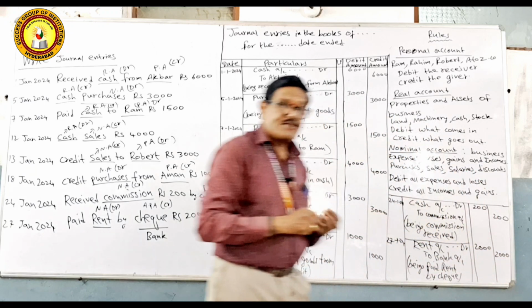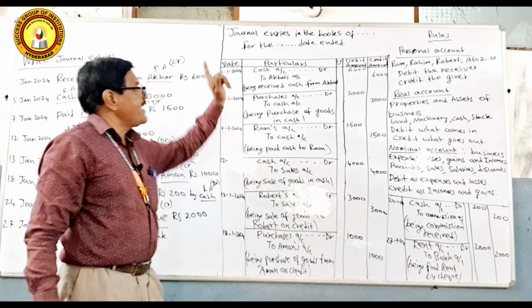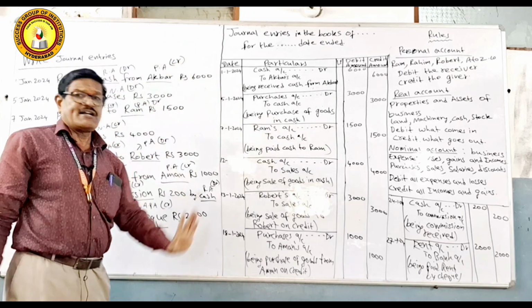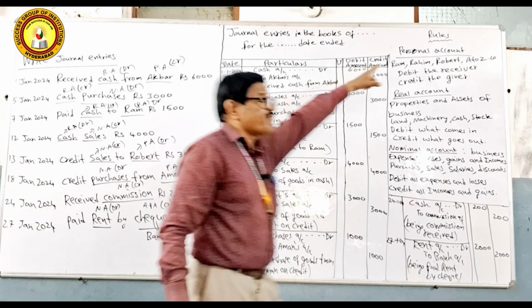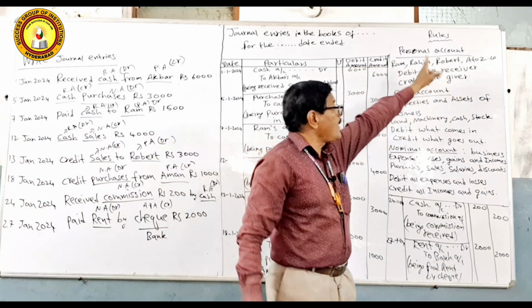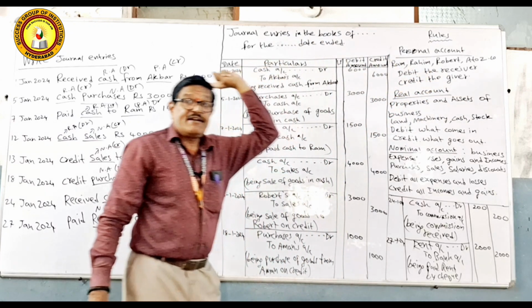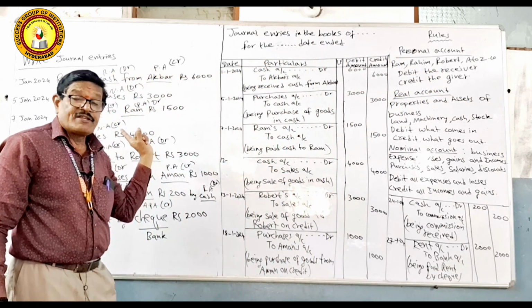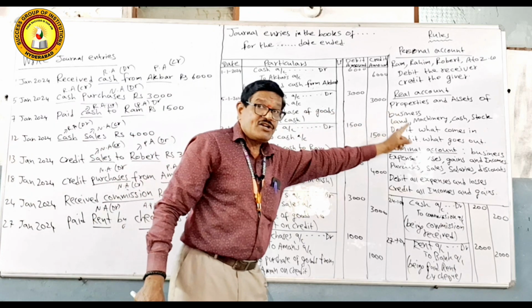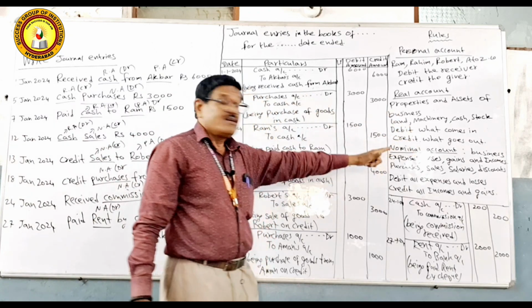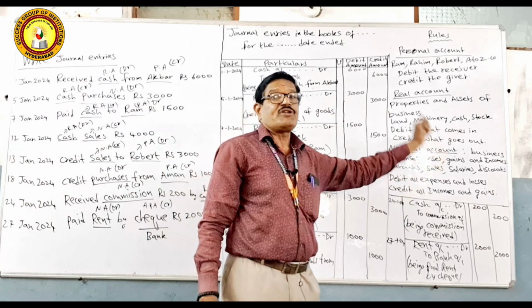My dear viewers, students, remember always, whenever we are doing any journal entry, these rules are very important. You have to observe whether it is a person's name, or whether it is an asset or property of the business, or whether it is an expenditure or income to the business.